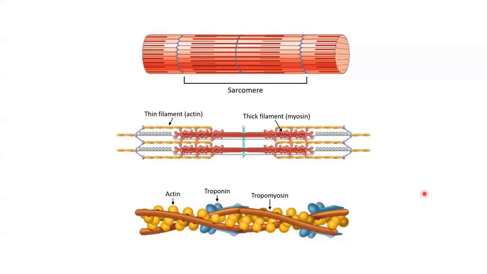Now, again, in the next module, when we speak more about muscle contraction, we will learn that when calcium ions bind to troponin, it will change its shape. This moves tropomyosin out of the way. And so the actin and the myosin can then bind and muscle contraction can occur.